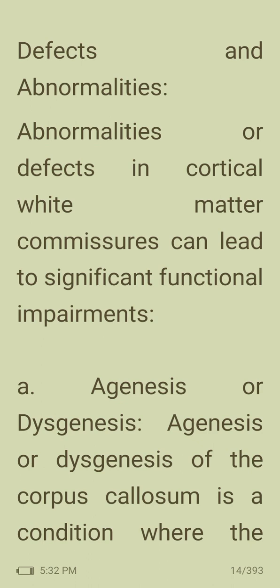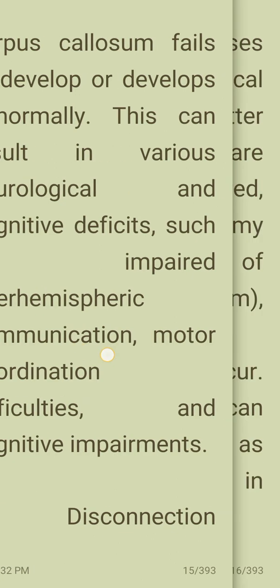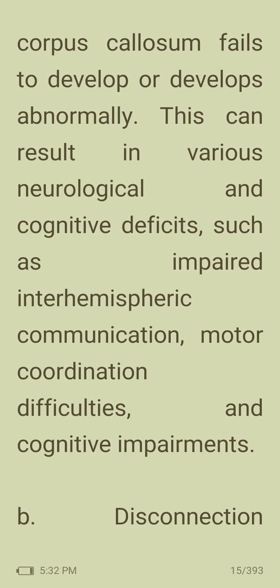Agenesis or dysgenesis. Agenesis or dysgenesis of the corpus callosum is a condition where the corpus callosum fails to develop or develops abnormally. This can result in various neurological and cognitive defects such as impaired interhemispheric communication, motor coordination difficulties, and cognitive impairments.